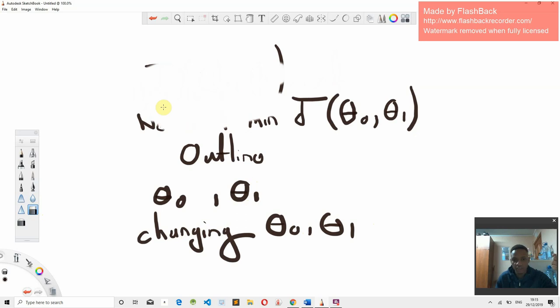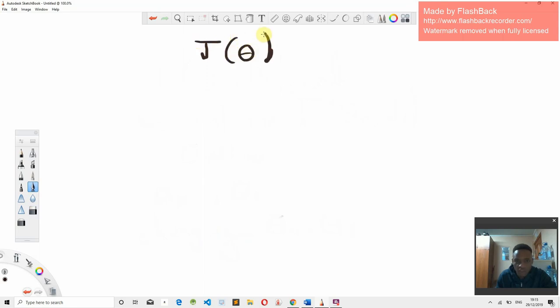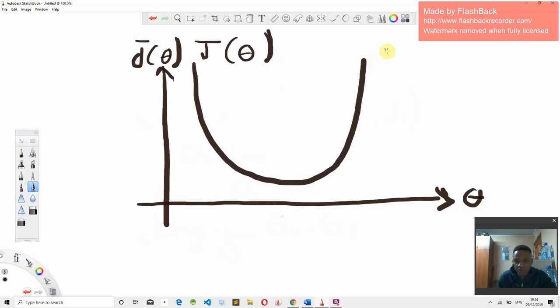So let me explain the intuition behind gradient descent. Now we are going to look at the cost function with only one parameter, so that it is easier for me to explain the concept of gradient descent. So let's say we have this function J of theta, and we plot a graph of this range of values of theta. This is the graph of a function J theta.